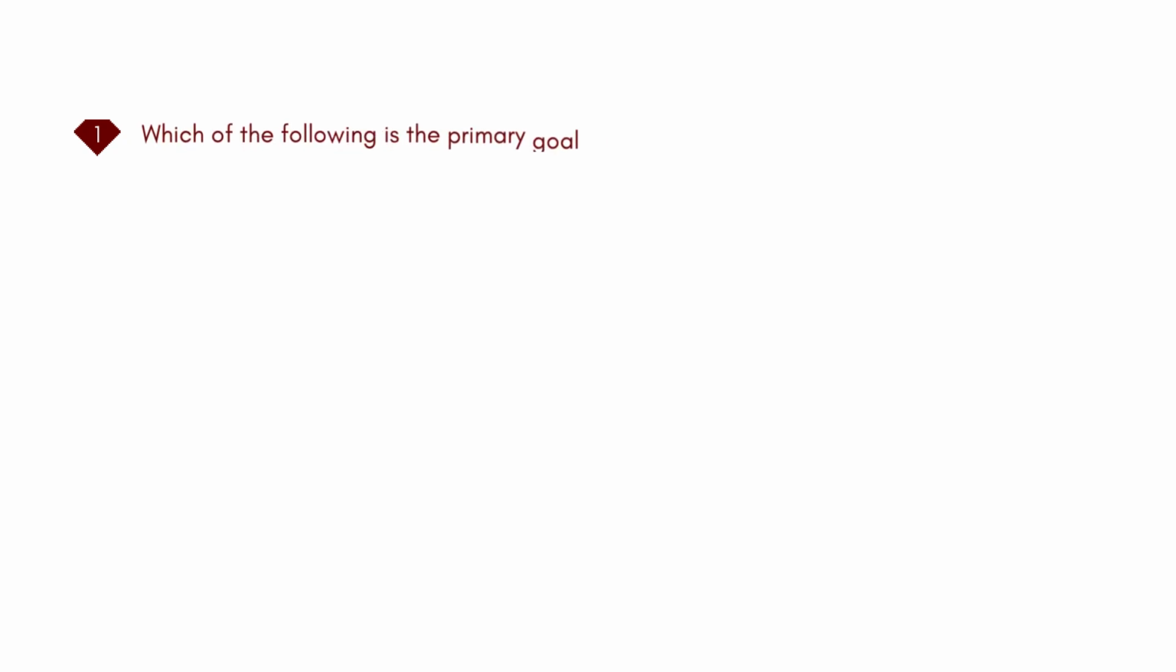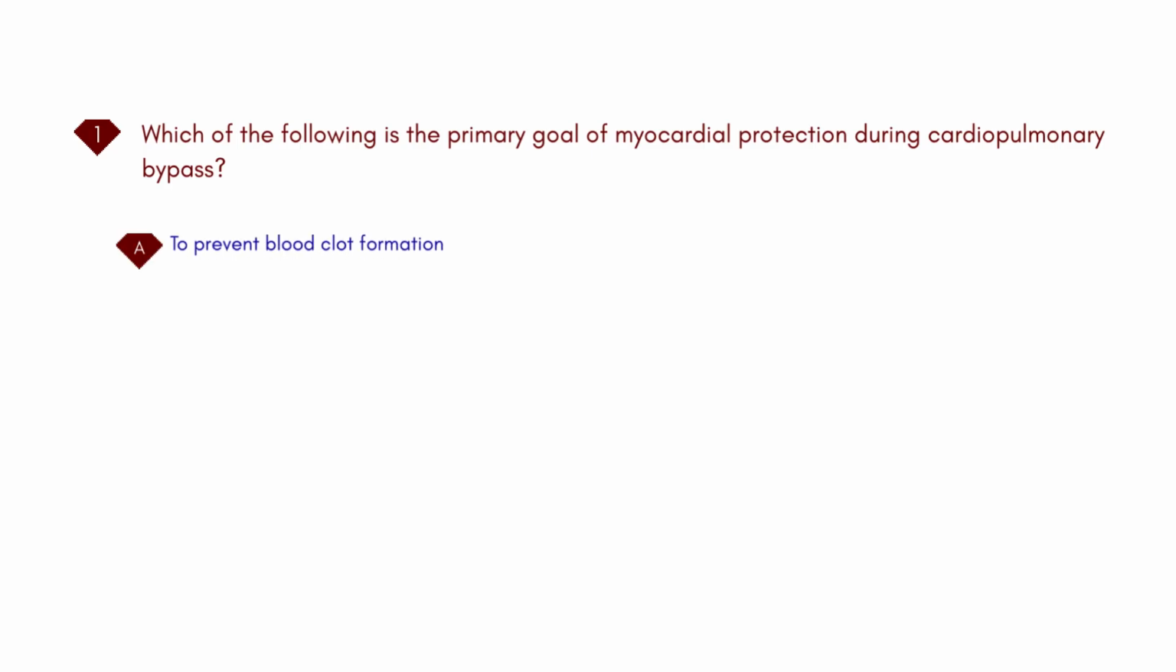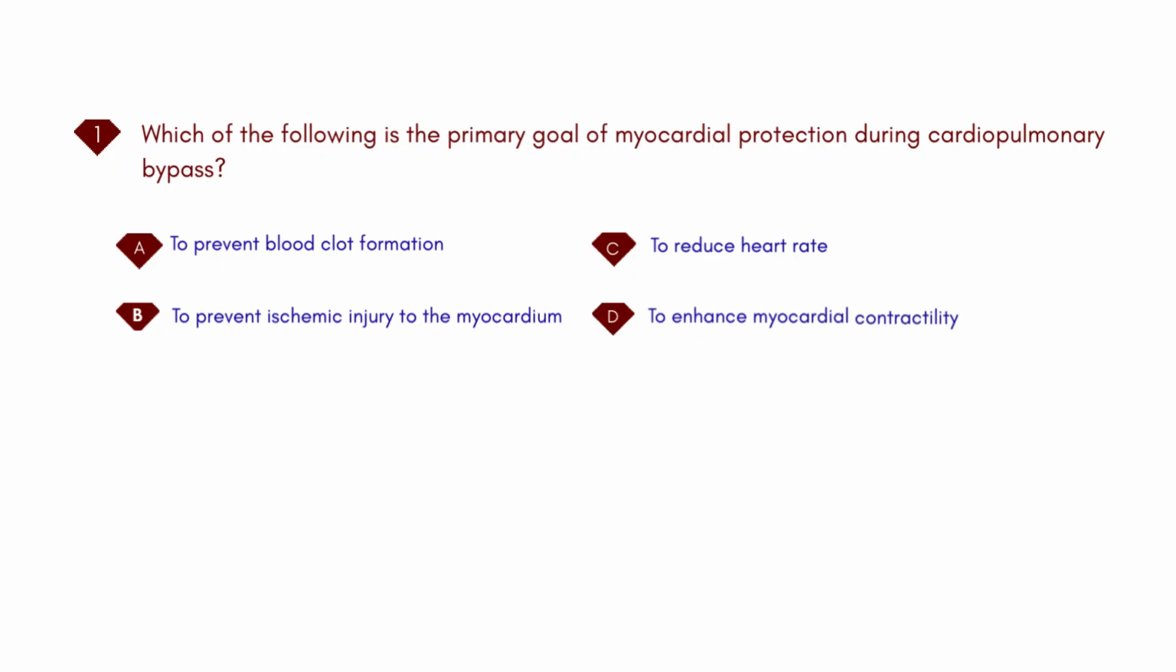Which of the following is the primary goal of myocardial protection during cardiopulmonary bypass? A. To prevent blood clot formation. B. To prevent ischemic injury to the myocardium. C. To reduce heart rate. D. To enhance myocardial contractility.